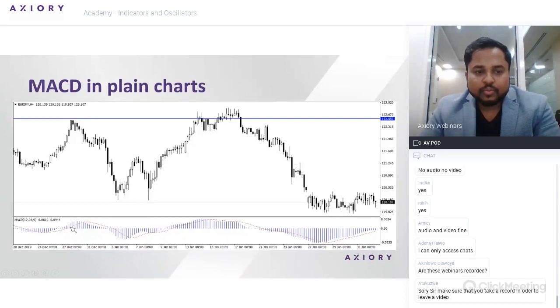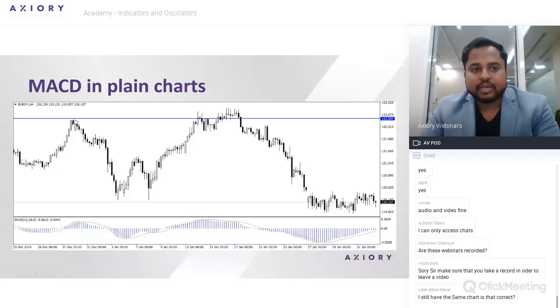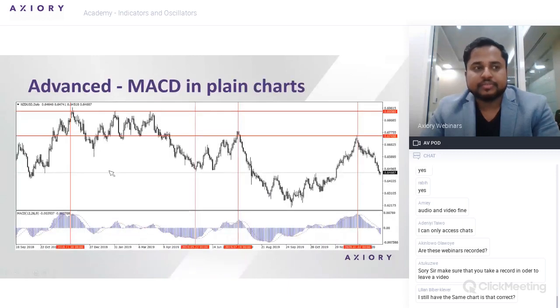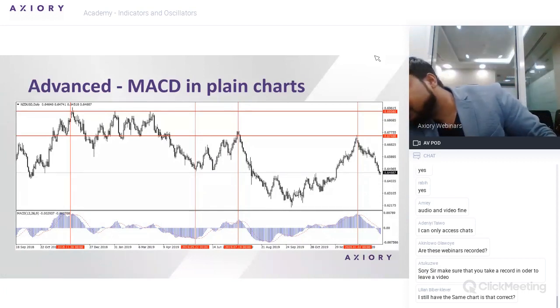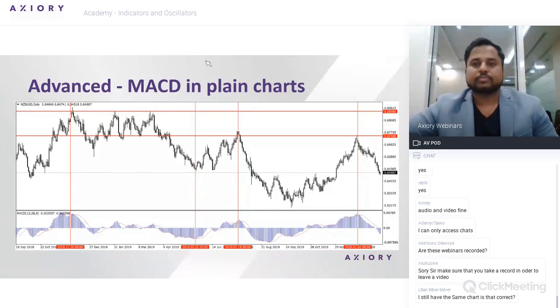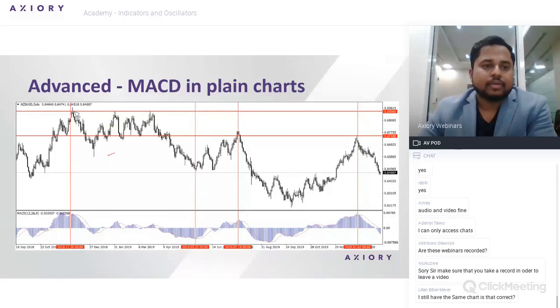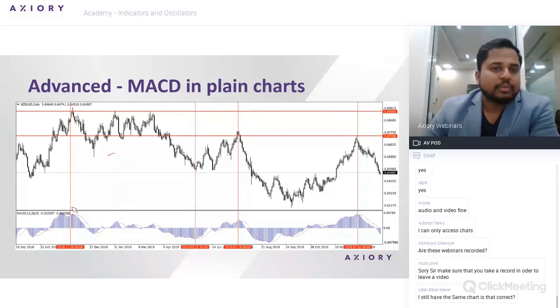So you put the MACD here, and when the wave is at the top, and the price is also at the top, then if it is a very top, you can sell from here. I'll show you a more clear picture. See, this is a very tricky thing. I'm showing the advanced MACD on plain charts. Can anyone see the advanced MACD?